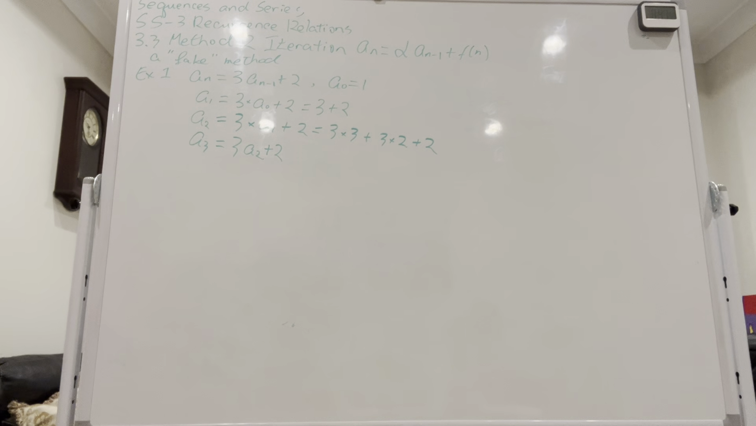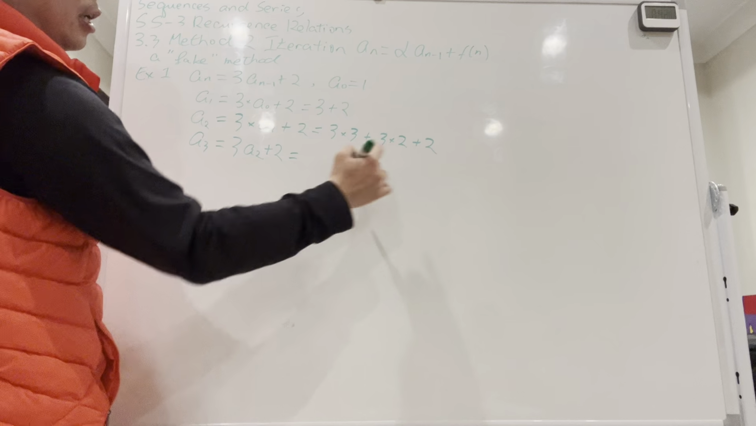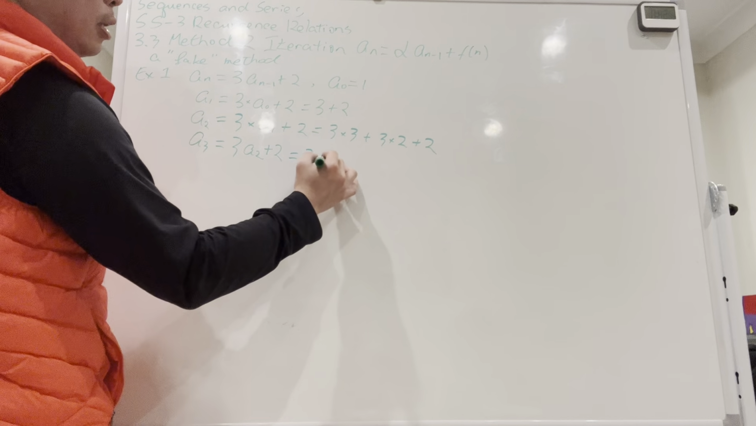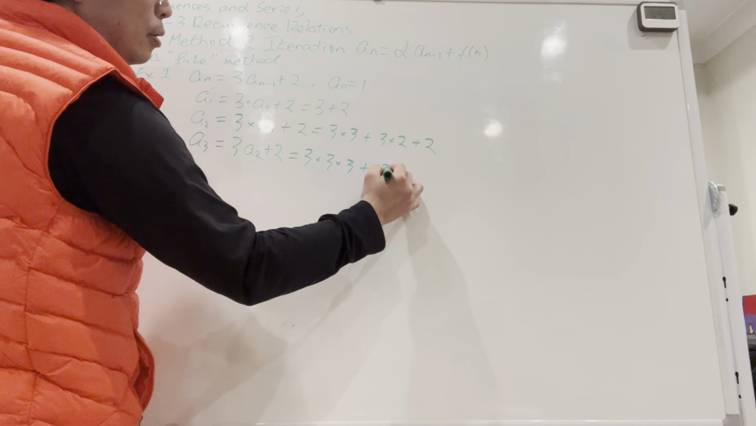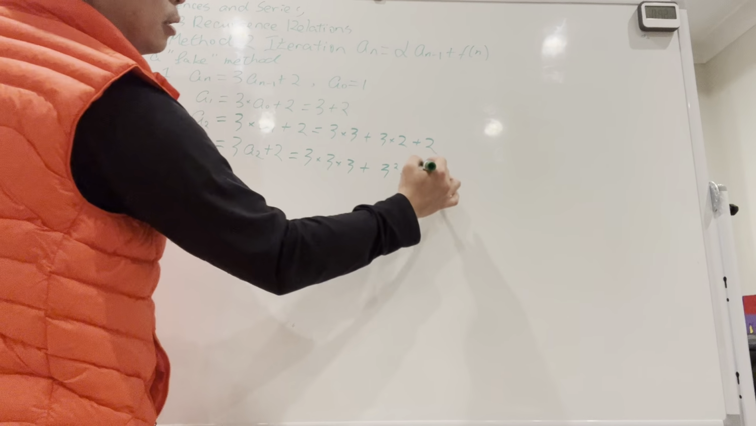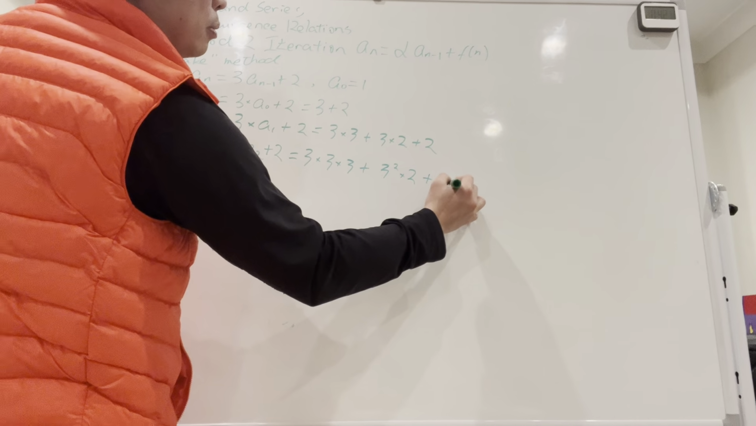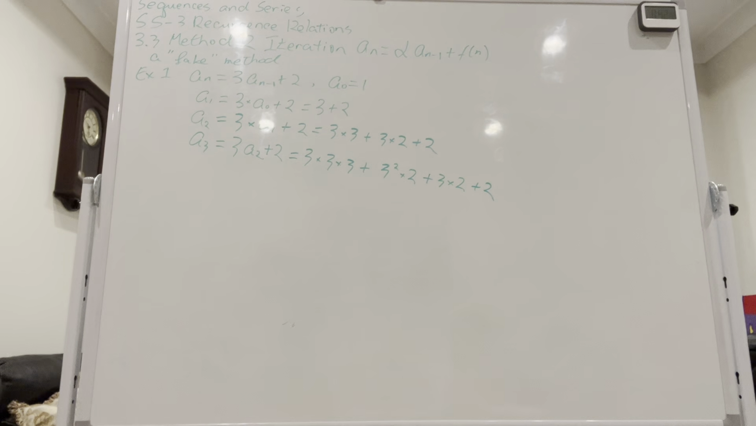Okay. Do it again. 3 times all of this, and then plus 2. So it's 3 times 3 times 3, plus 3 squared times 2, the 3 goes here, and then plus 3 times 2, and then plus 2. I'm going to do one more, and then ask everyone, what do you see? So you multiply 3 and plus 2 again.